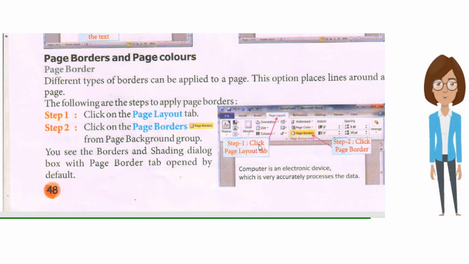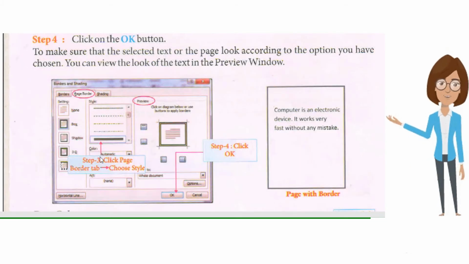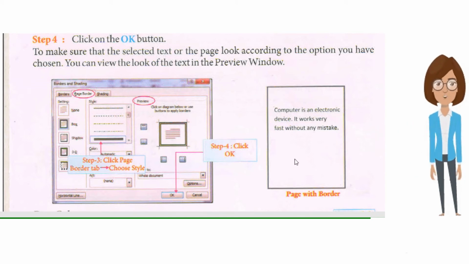Step 1, click page layout. Step 2, click page border. Step 3, click page border tab. Choose style. Step 4, click OK. Page with border preview.